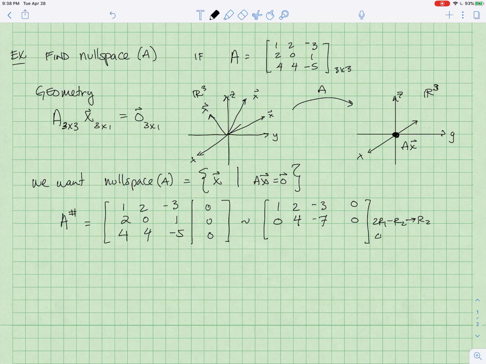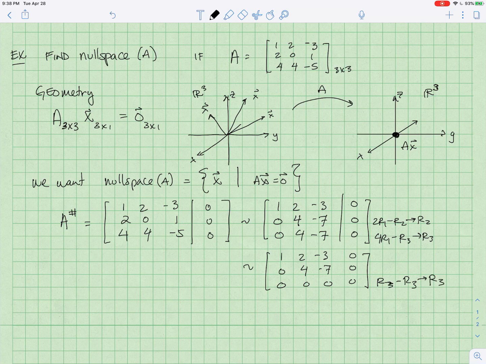And then we'll do 4 times row 1 minus row 3 is my new row 3. And I will get 4 minus 4 is 0. 8 minus 4 is 4. Let's see. Negative 12 minus negative 5 is negative 7. And 0 minus 0 is 0. And then, of course, the bottom two rows are exactly the same. And so this is 1, 2, negative 3, 0, 0, 4, negative 7, 0, and 0, 0, 0, 0, as I do row 2 minus row 3 is my new row 3.